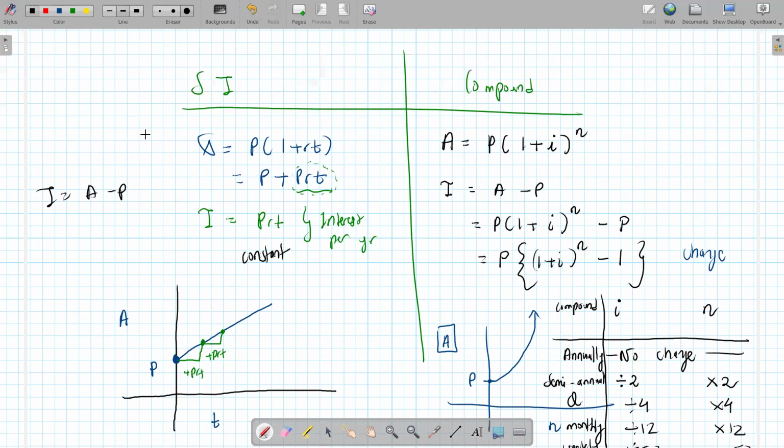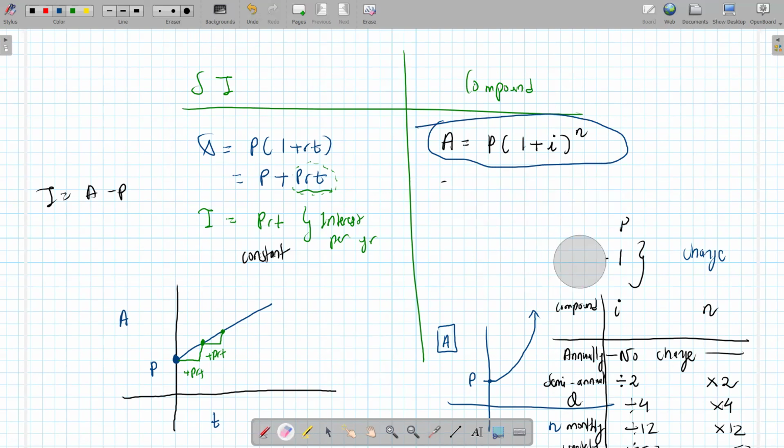Another way to denote this expression right here: that A there stands for future value. It's the amount in the future. You can also replace A with future value, because that's the amount that your principal becomes in the future.